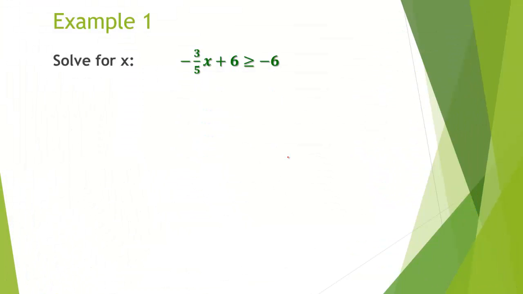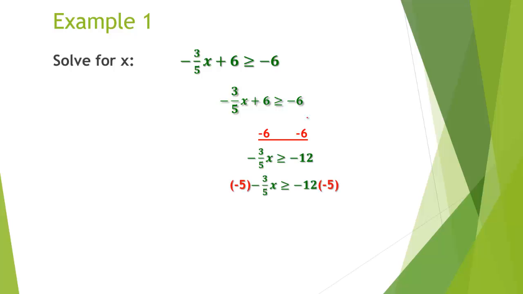So let's try an example. We have negative 3/5 x plus 6 is greater than or equal to negative 6. So we're going to start off by subtracting 6 from both sides, which is going to give you negative 3/5 x is greater than negative 12 because the negative 6 and a negative 6 is a negative 12. Be careful of the signs. We're going to multiply both sides by negative 5. So what does that mean? That means our sign is going to flip. And we have a positive 3x is less than or equal to 60. Divide both sides by 3. And you'll get x is less than or equal to 20.